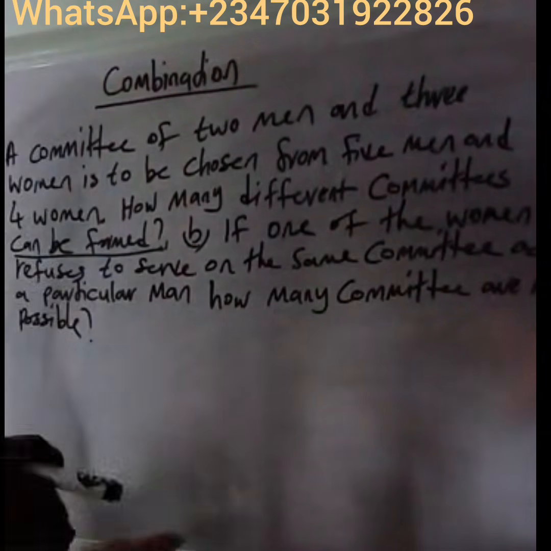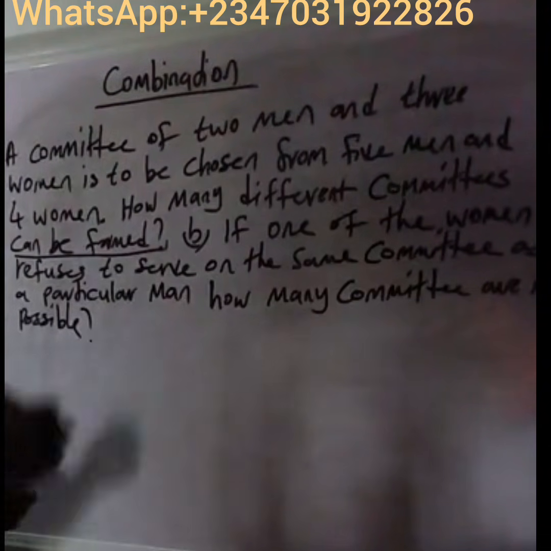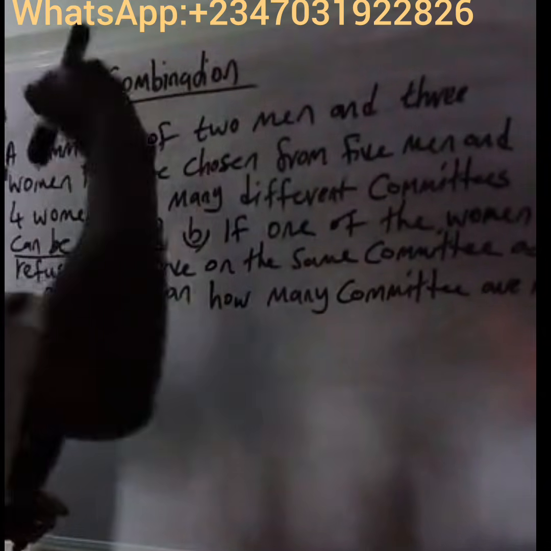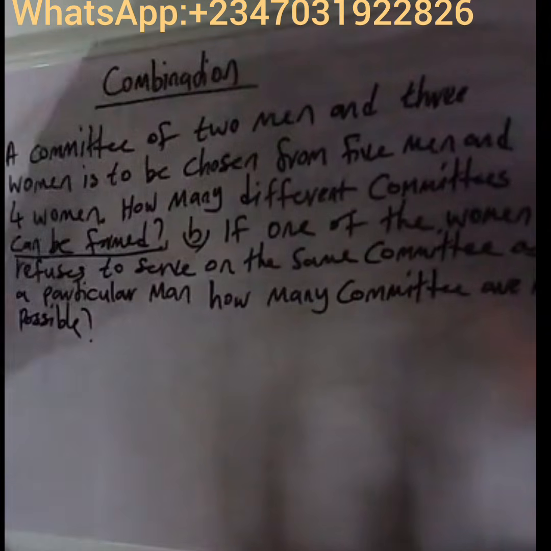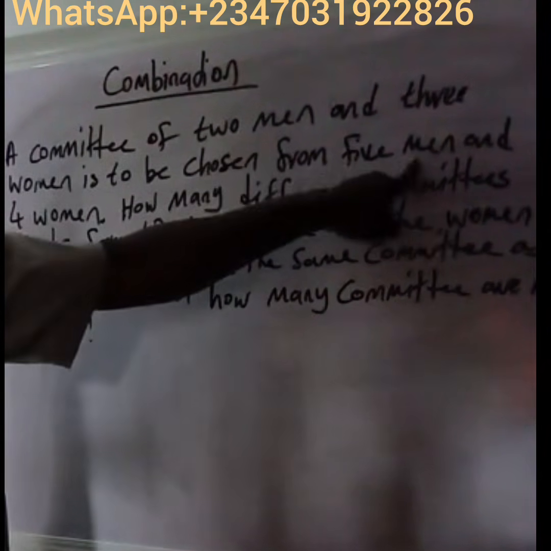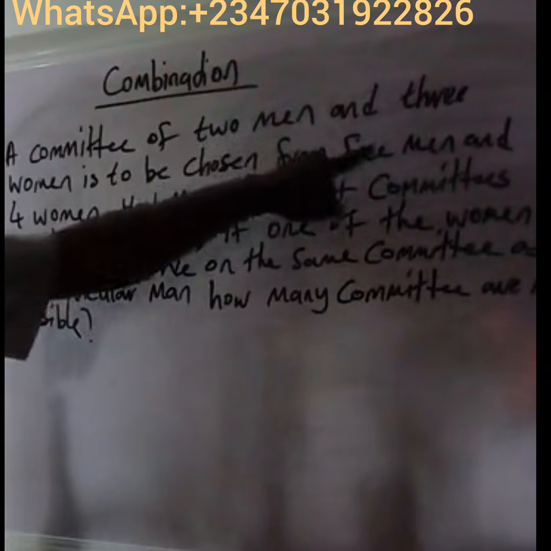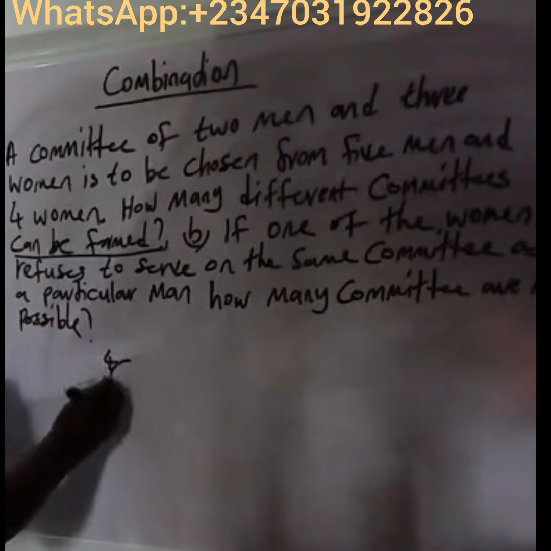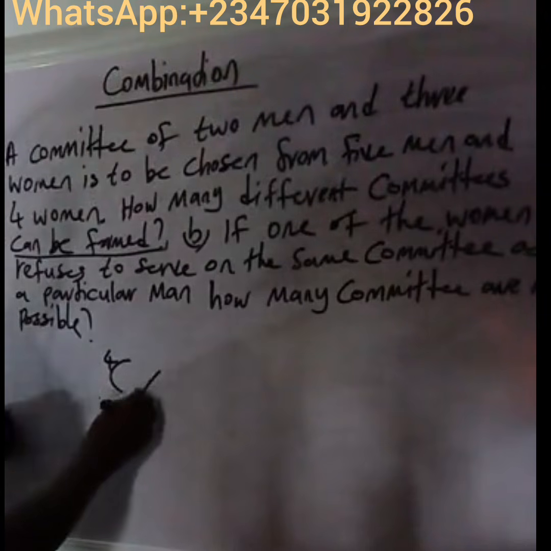So let us now solve for when a particular man and a particular woman are involved in the committee. What you do is check how many men we have. We have 5 men. For a particular man to be in the committee, you subtract 1 from the 5 men and 1 from the 2 men. So the 5 becomes 4, and since you have taken 1, here we remain with 1 man, so 4 combination 1.